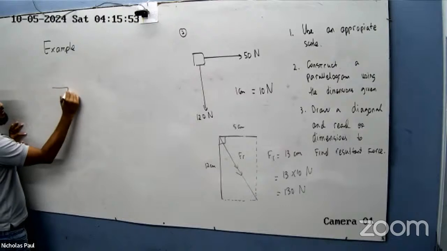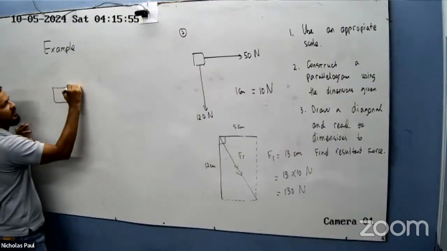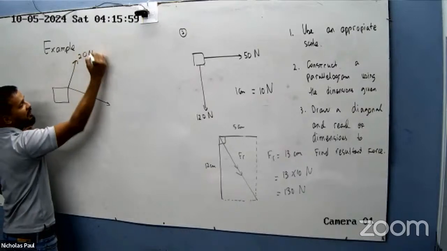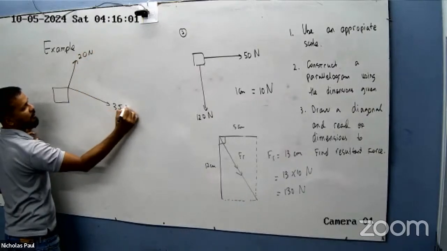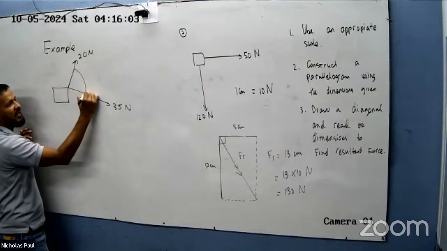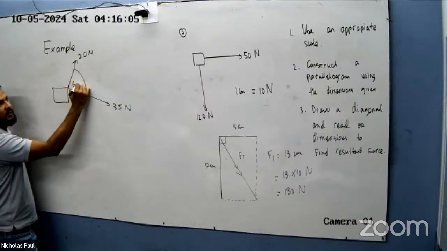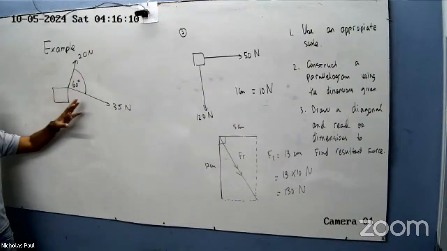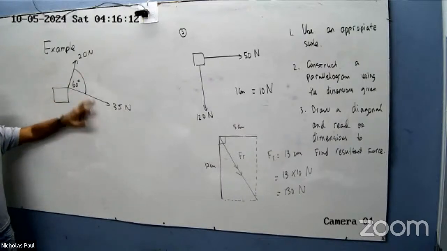Right, last one. You have an object. You have 20 newtons here and 35 newtons here. And we have an angle in the middle, 60 degrees. Watch this here. You don't have to make a diagram that looks exactly like this. You have to have the right dimensions.